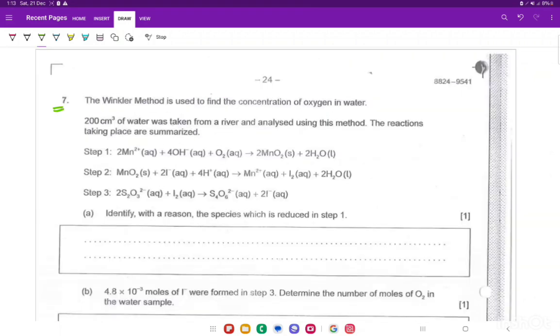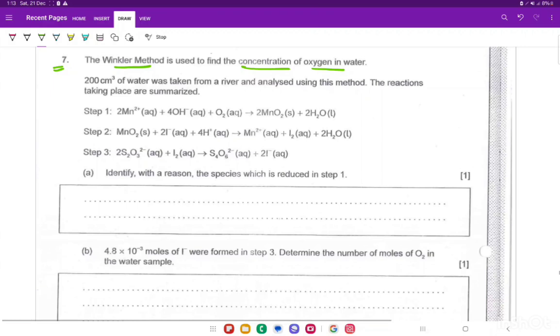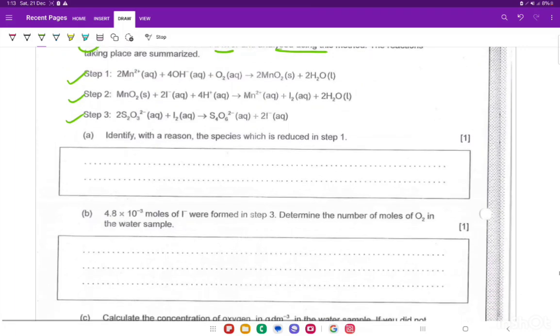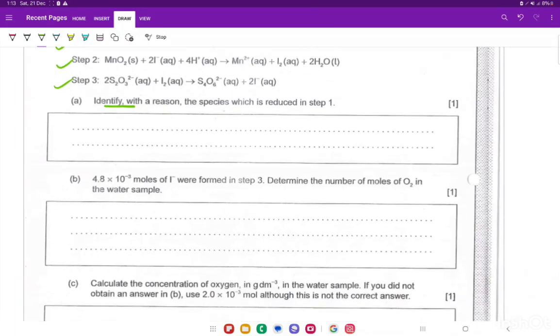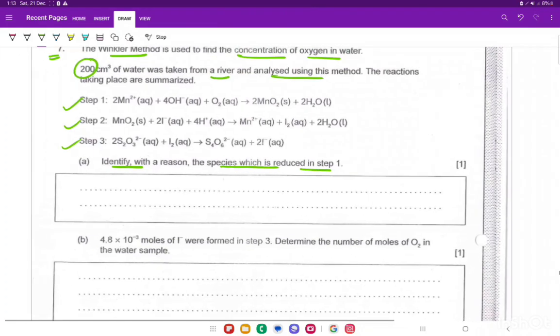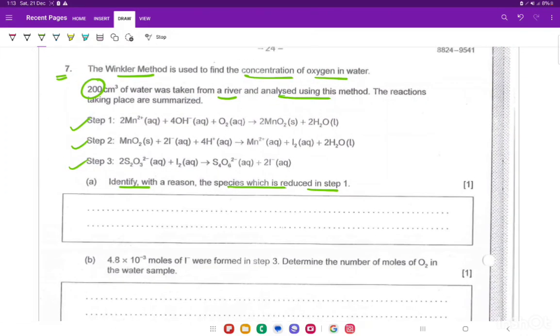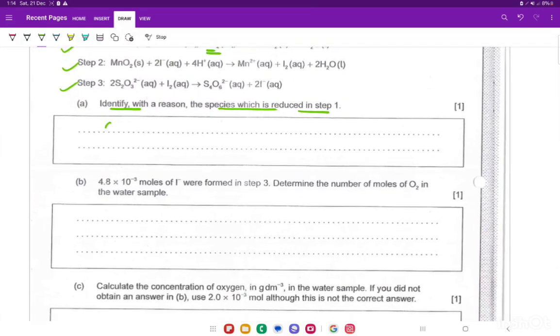Okay. Question 7. The Winkler method is used to find the concentration of oxygen in water, and we are taking 200 cm³ of sample from a river and analyzing using this method, and the 3 reactions or 3 steps are given. Part A says identify with the reason the species which is reduced in step 1. Now in step 1, Mn is going from +2 to +4, which is oxidation. Oxygen from zero oxidation state is converting to -2. Hence, oxygen is reduced. Oxygen is the answer.